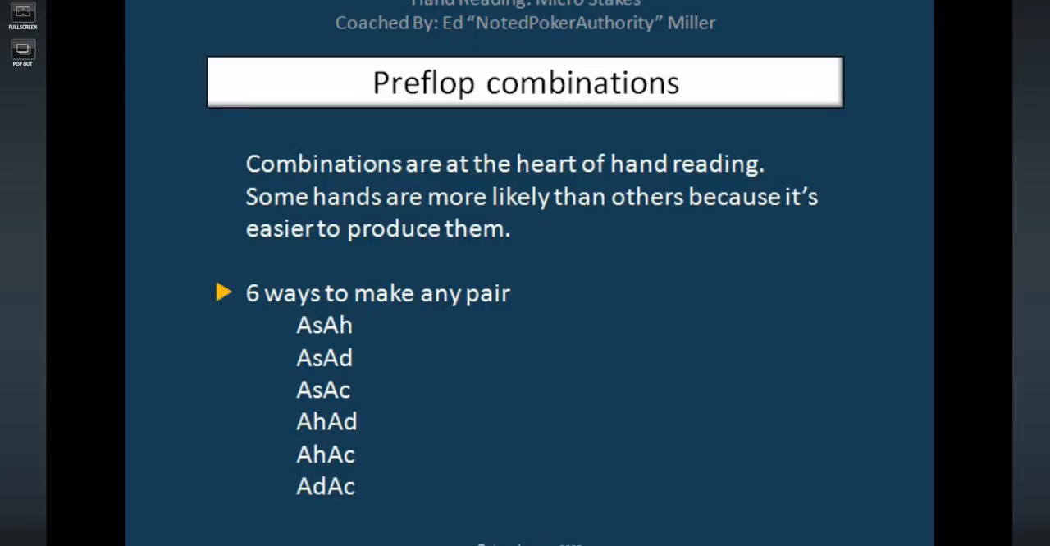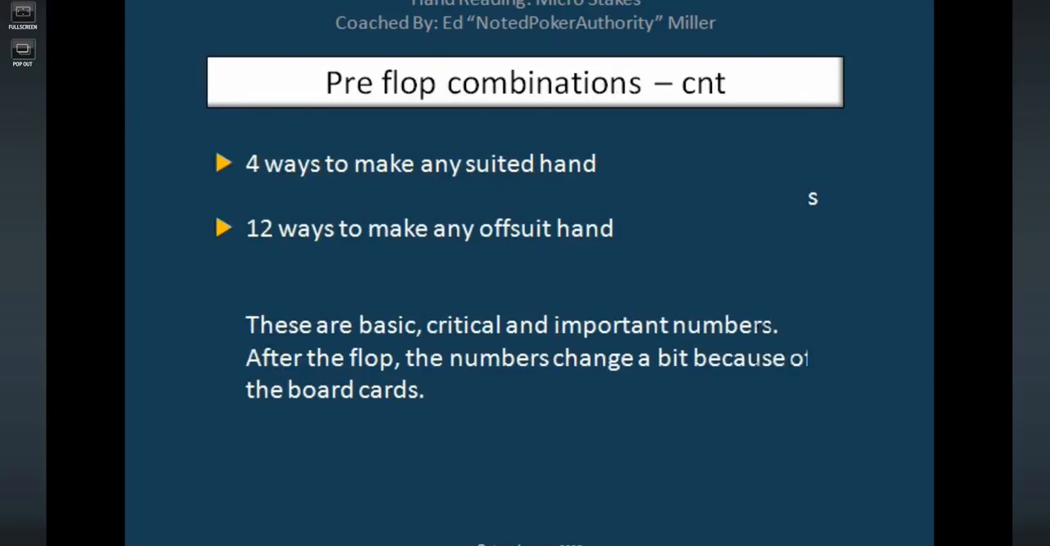So likewise, there's 4 ways to make any given suited hand, like ace-king suited. You can have ace-king suited of spades, hearts, diamonds, or clubs. And there's 12 ways to make any offsuit hand. So ace-king offsuit, there's 12 different combinations of that.